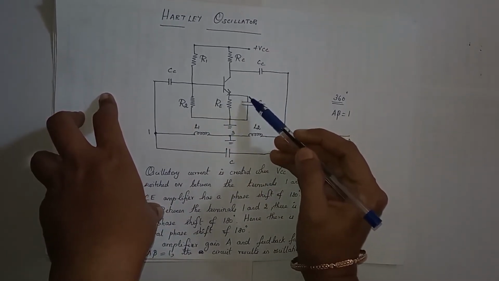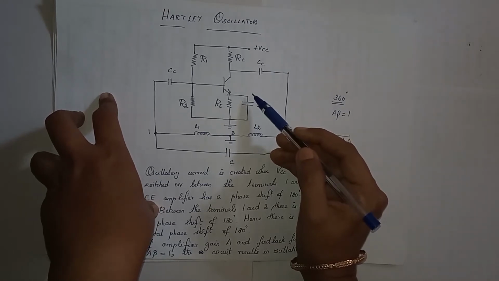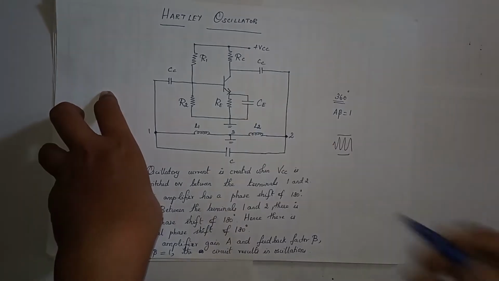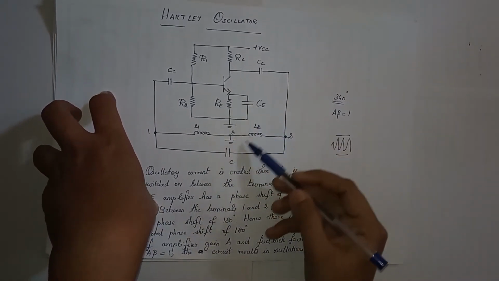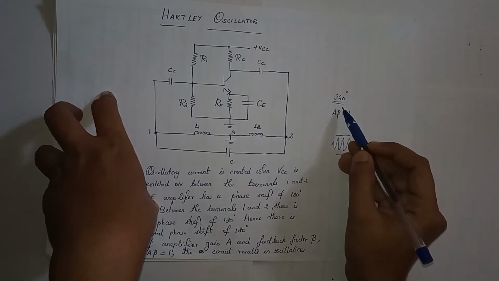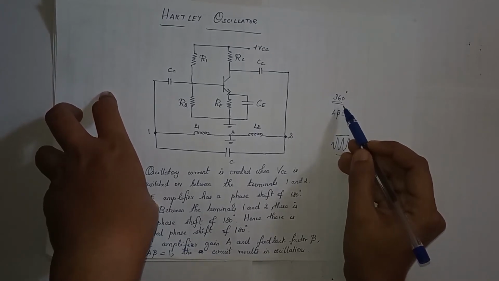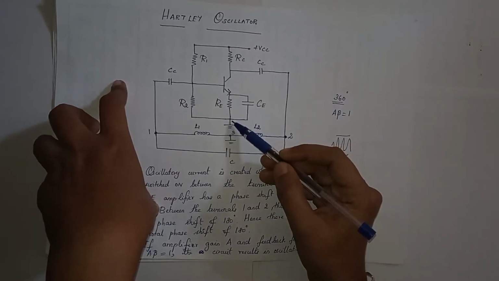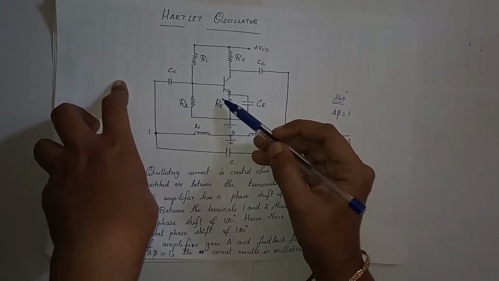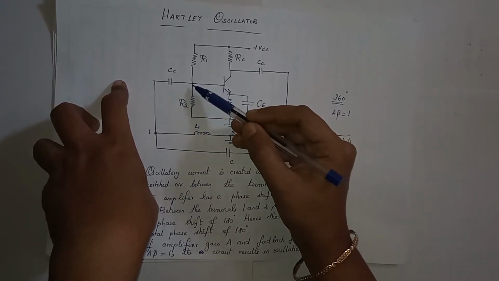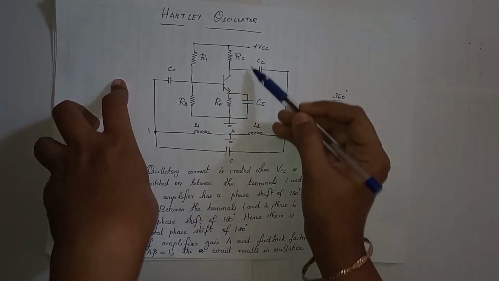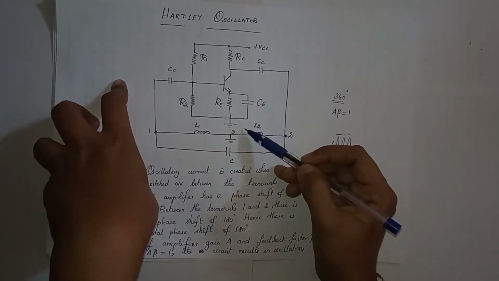Whenever we want to get sustained oscillations, we have to satisfy the Barkhausen criteria. The first criterion is that the total phase shift inside the circuit should always be 360 degrees. So we'll see how we are getting a 360-degree phase shift inside this circuit. This is a common emitter amplifier with voltage divider bias. When we give an input at the base, the output will be out of phase by 180 degrees. So this amplifier is providing a phase shift of 180 degrees.